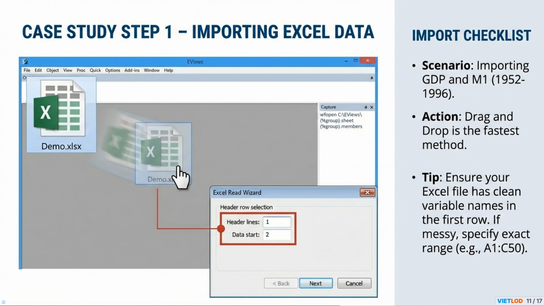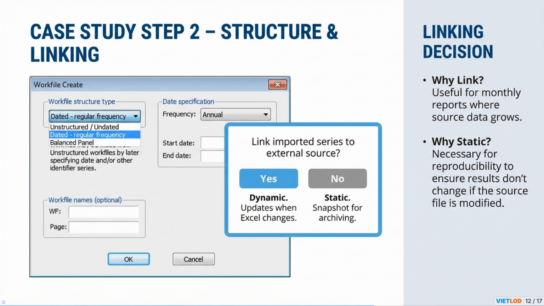A crucial tip is to ensure your Excel file is clean, with variable names in the first row and data starting immediately in the second. If the file is messy, you'll need to manually specify the exact data range, like A1 to C50. During the import process, EViews will ask if you want to link the series to the external source. A dynamic link means the EViews data will update if the source Excel file changes. A static link creates a snapshot, which is better for reproducibility, as your results won't change if the source file is later modified.